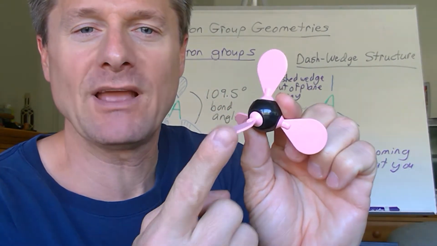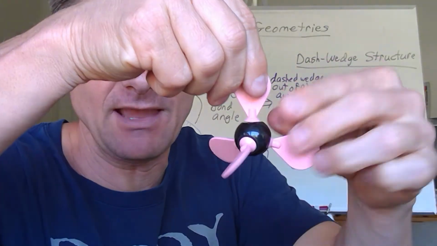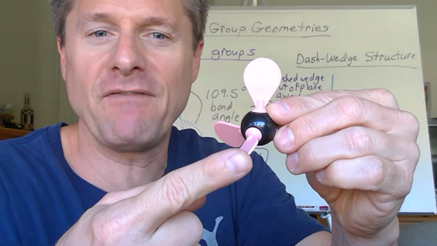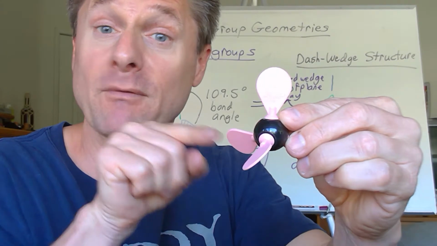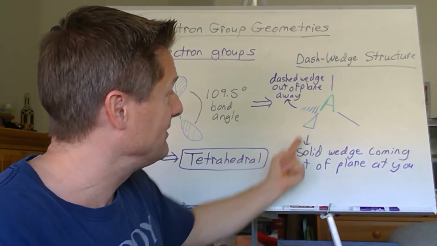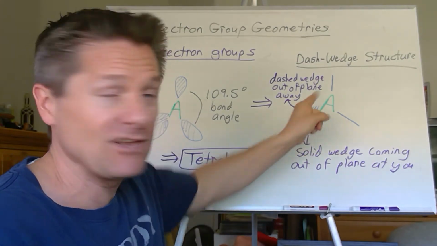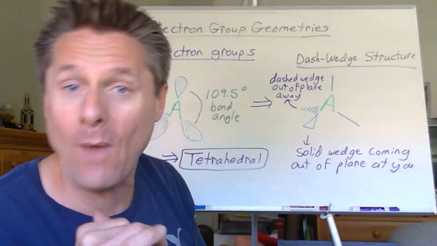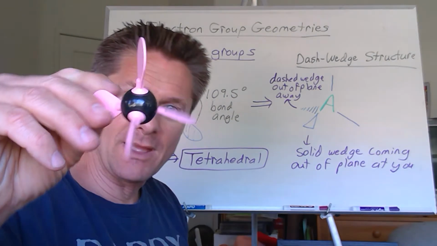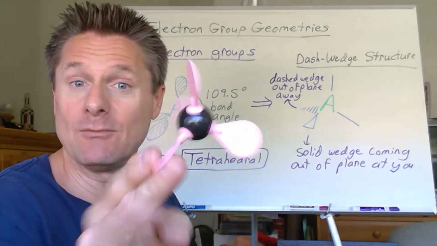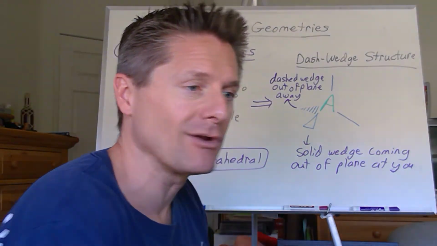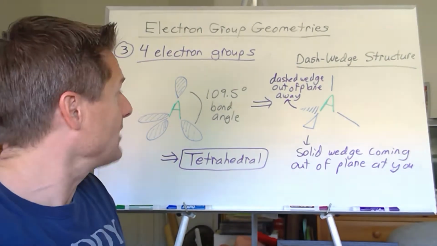And then you'd have this one coming at you, right? So if these are in the same plane, this one's coming at your face, and this one's coming away from your face. So this solid wedge is coming out of the plane towards your face, and the dash wedge is moving out of the plane away from your face, right? So these model sets give you what looks like the dash wedge structure. And then we may or may not put atoms on the other side.